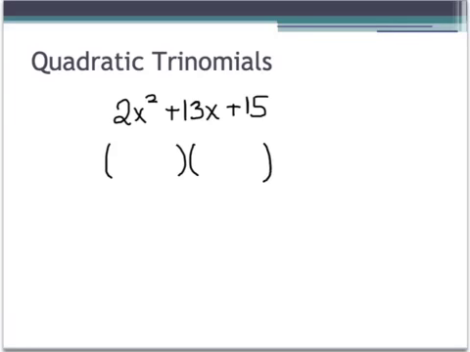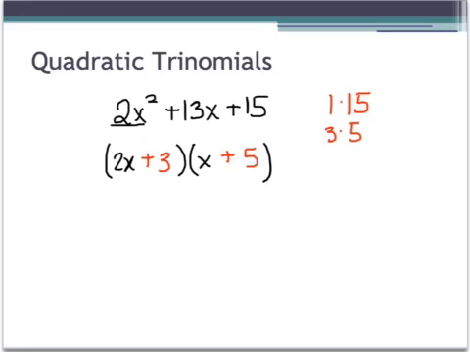Okay, what are the factors of 2x squared? Well, it has to be a 2x times x. Now your factors of 15 could be 1 times 15, or it could be a 3 times 5. We're going to go ahead and try the 3 and the 5. And if we're wrong, we're going to have to switch them around and try something else.